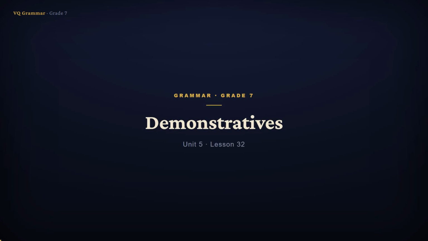Welcome back to Grammar Grade 7. This is Unit 5, Lesson 32, and it's our last stop on adjectives before we turn to adverbs. Today we meet four small but mighty words: this, that, these, and those. We call them the demonstratives, and their whole job is to point things out. By the end, you'll know exactly which one to reach for, and whether it's working as an adjective or as a pronoun. Let's get started.